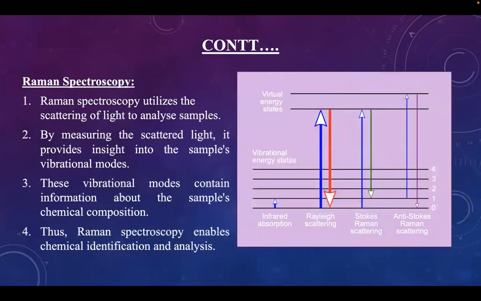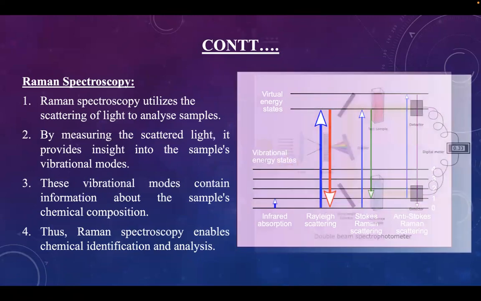Raman spectroscopy. Raman spectroscopy utilizes the scattering of light to analyze samples. By measuring the scattered light, it provides insight into the sample's vibrational modes. These vibrational modes contain information about the sample's chemical composition. Thus, Raman spectroscopy enables chemical identification and analysis.